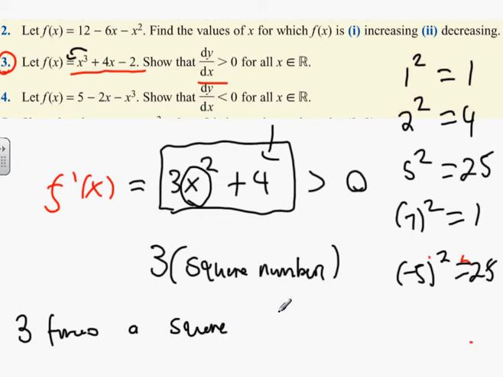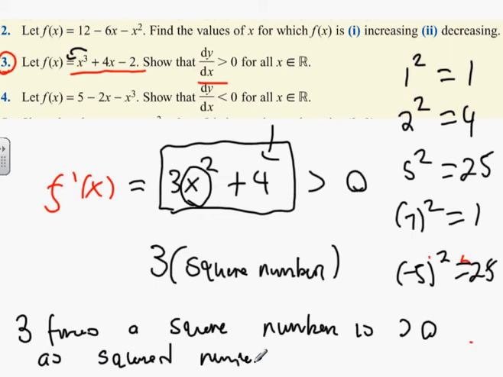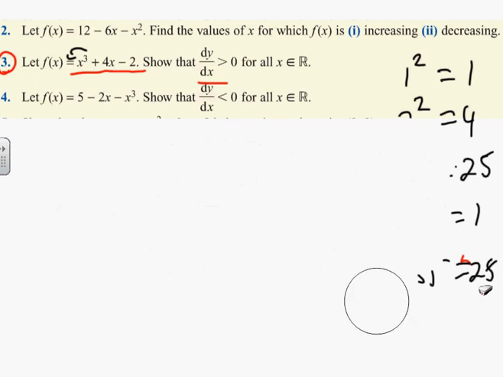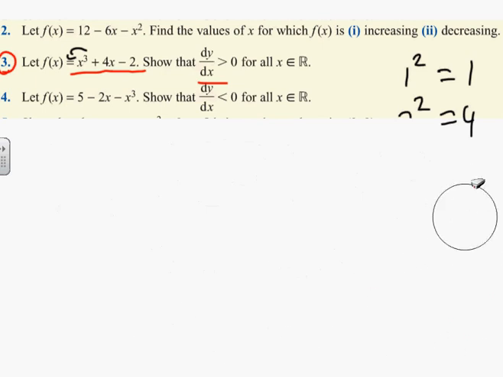You almost write a written explanation. 3 times a square number is greater than 0, as squared numbers are always positive. Okay, and then the plus 4 that gets added onto that is also a positive number, therefore it'll still be a positive number. Is that alright? Now guys, what we're looking at next is a question. Any questions on that before I leave? Just 3 times the squared number is guaranteed to be positive.